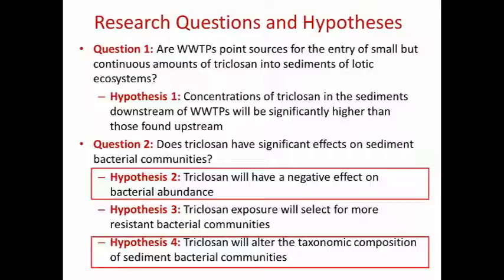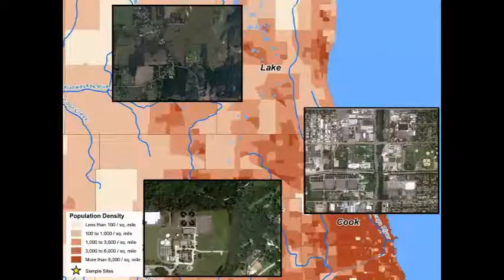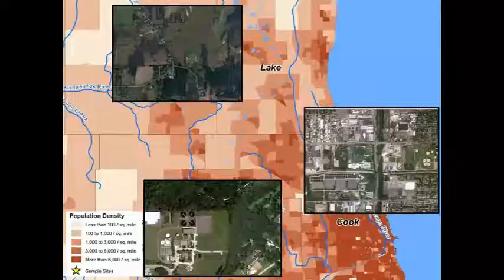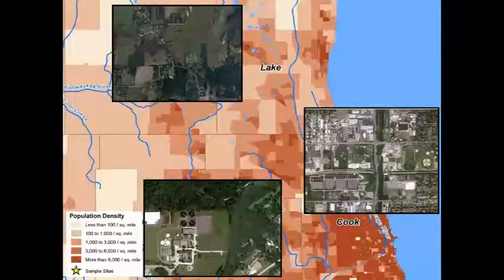What we did not confirm was hypothesis 2 or 4, that the triclosan would reduce abundance or would select for the communities. Now, in retrospect, this is not surprising at all. These are extremely different sites, radically different in population density, in land use, in inputs, in everything, basically. For us to think that triclosan would be the only driver of abundance or of species diversity was not really realistic. It wouldn't make sense that triclosan would drive everything that much. But clearly, our field study demonstrated that there is an environmental impact of triclosan in terms of those resistance levels.